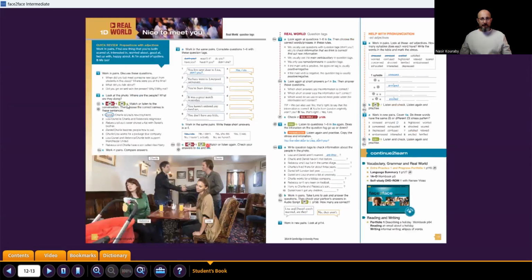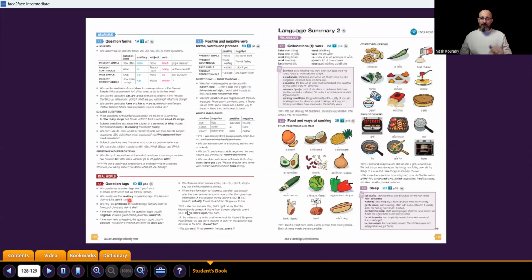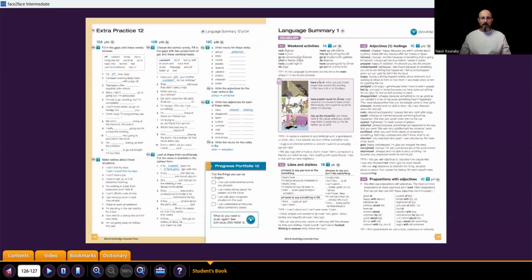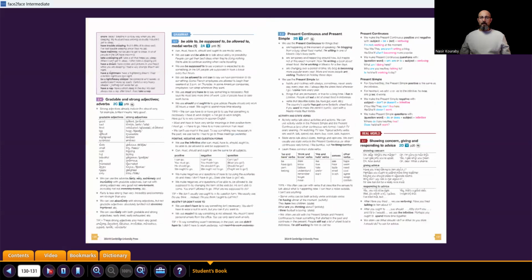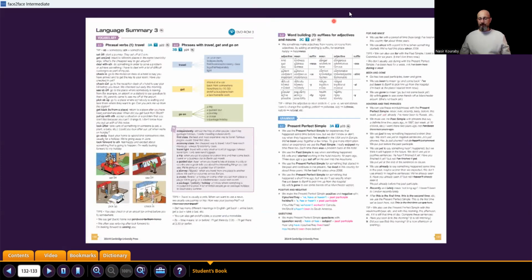At the end of the book, starting from page 127, we have the language summary. The language summary is everything in the lesson, whether grammar or vocabulary. You find the explanation here after we explain it. You can find everything here. Language summary 1, two pages, language summary 2, language summary 3, and so on.